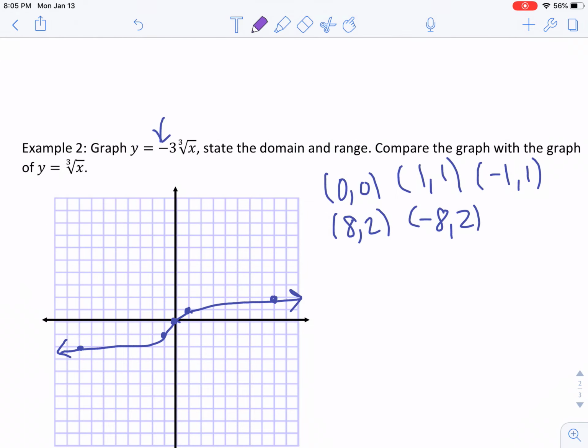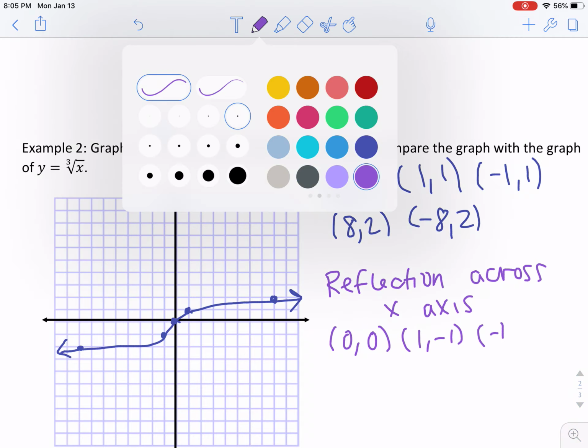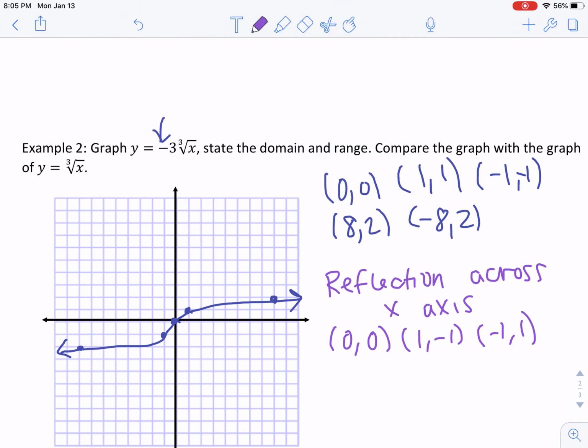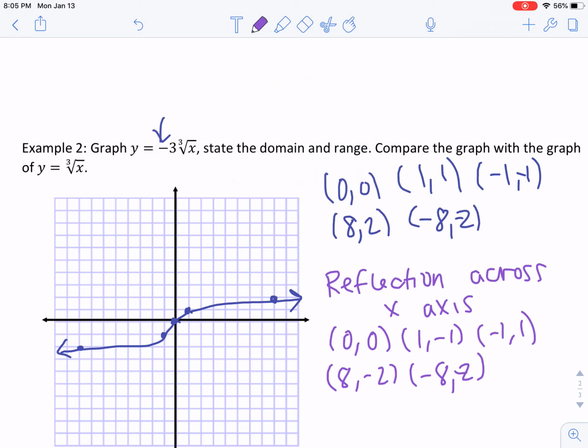What the negative is going to do is a reflection. So I'm actually going to do this in 2 steps. I'm going to first do my reflection, and it's a reflection across the x-axis. When you reflect something across the x-axis, your x values stay the same, but it changes the sign on your y value. So this has become (0, 0), (1, -1), (-1, 1), (8, -2), and (-8, 2). Sorry, I made some mistakes writing those.